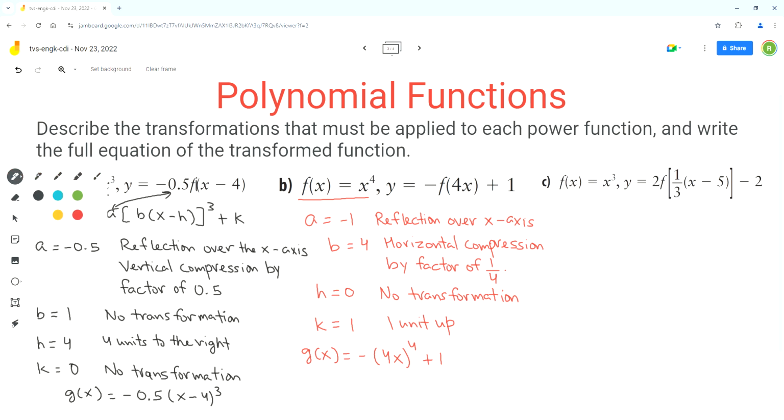In part C, the given power function is f(x) equals x cubed, and the transformed function is 2 times f of 1 over 3 times (x minus 5), close the brackets, minus 2. So let's start by listing the a, b, h and k values. A is equal to positive 2, the coefficient at the front of the function. Due to this value, there is a vertical stretch by a factor of 2.